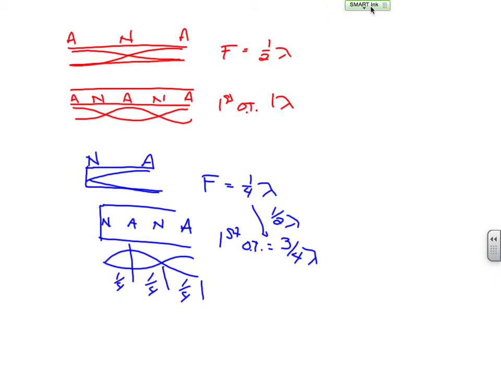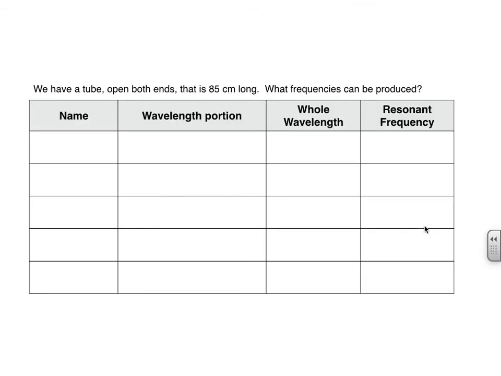Now you're saying to yourself, okay, this is interesting, but what does this have to do with reality? I'd like to show you that. Imagine for a minute that we have a tube that's open at both ends that's 85 centimeters long. What we're saying then, in theory, is we can only produce certain frequencies with it. We can't produce every frequency under the sun. We can only produce certain frequencies.